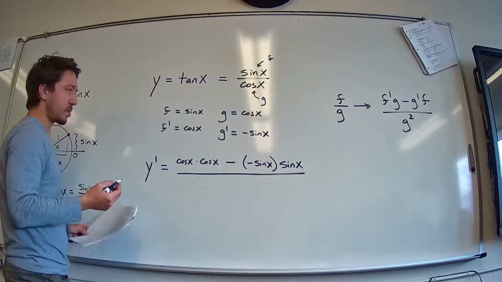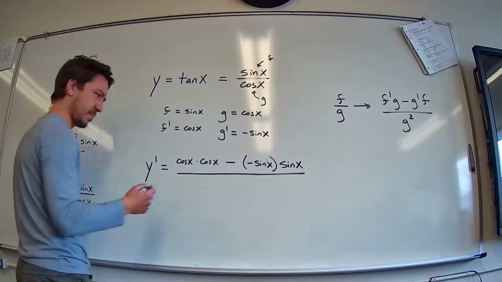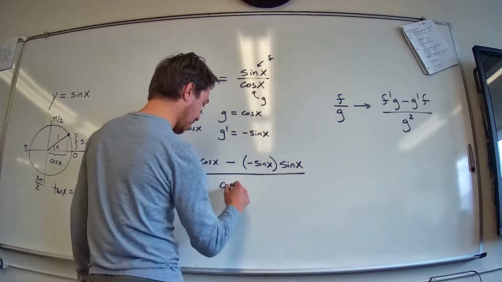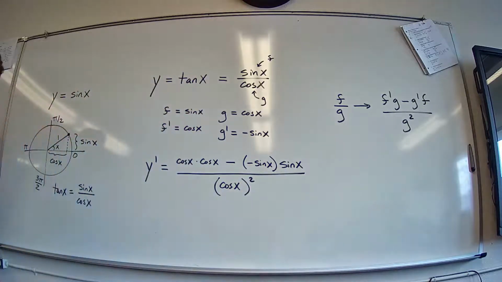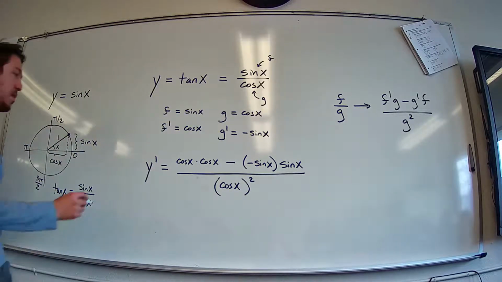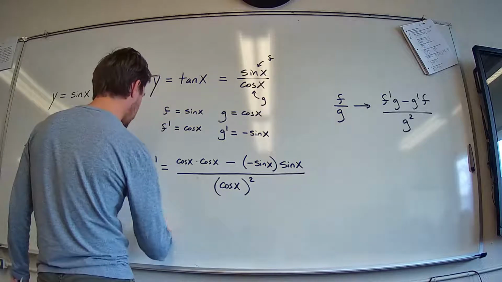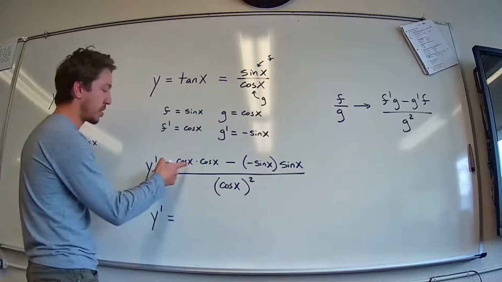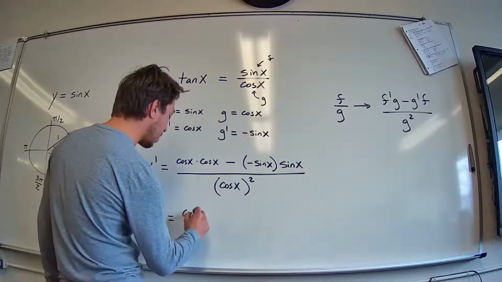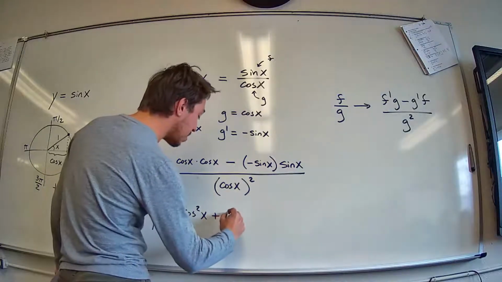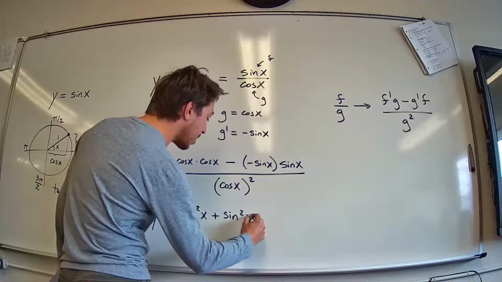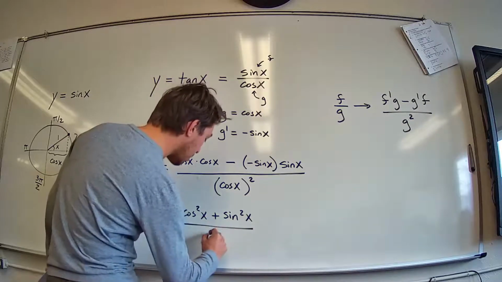Maybe three steps. What's the bottom? Cosine squared. Cosine of X squared. Now we're going to go, can we do better? Let's see. This top here is cosine squared plus sine squared.